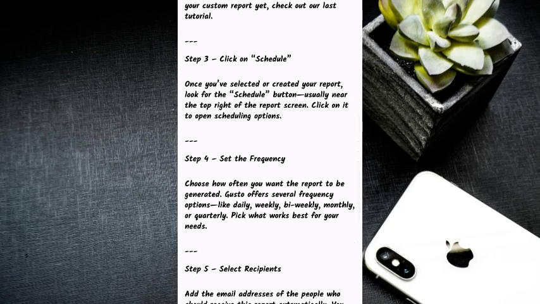Step 4, set the frequency. Now, choose how often you want the report to be generated. Gusto offers several frequency options like daily, weekly, bi-weekly, monthly, or quarterly. So just pick whatever works best for you.